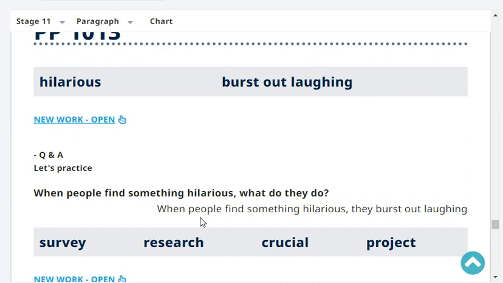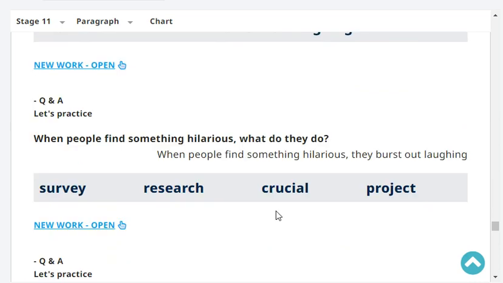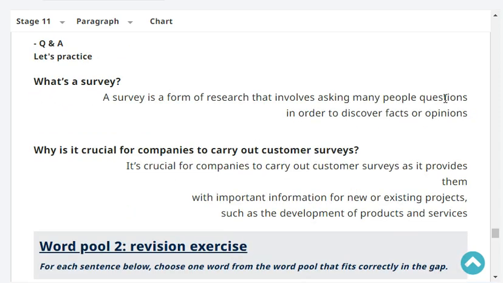Okay, when people find something hilarious, what do they do? When people find something hilarious, they burst out laughing. Very good.